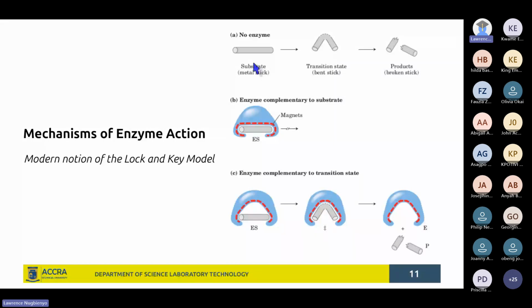Now, according to the Fischer model, so we come down to B. According to the Fischer model, if you take an enzyme, which is depicted with the blue part of this diagram, and because we're talking about the substrate as a metal, we take the enzyme to be a magnet, and that magnet is having such a magnetic field which fits exactly to the substrate, so that you have an enzyme substrate complex which is perfectly fit.